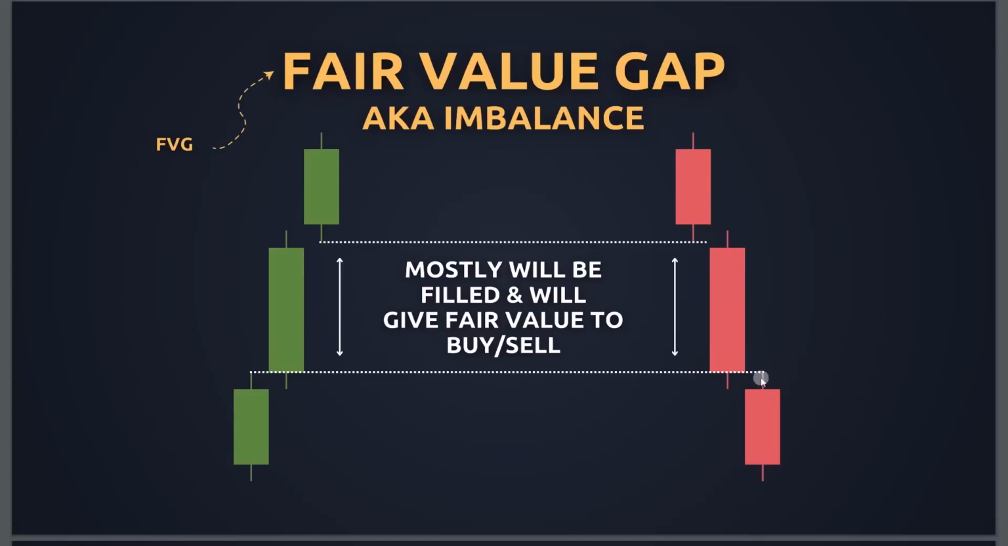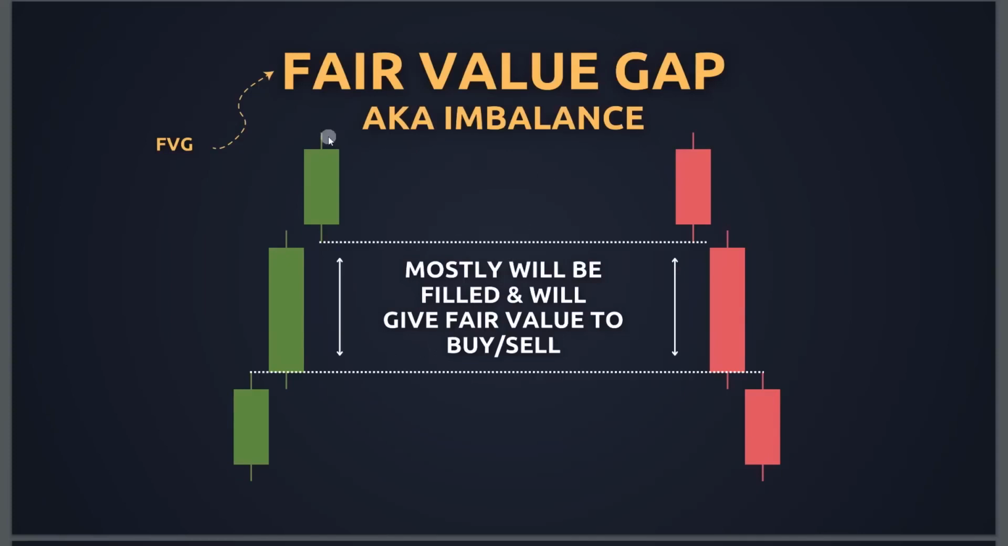This fair value gap can be used as an entry, and it is mostly filled, and it gives you a fair value to buy or sell. So let's say in a bullish scenario, price just expands to the upside like this and creates a fair value gap here. Even if it continues to the upside, price will eventually go lower into the fair value gap, and you can actually buy from here because this is a good value or good price to buy from. So price will come here, then you can buy here, and price will go up.